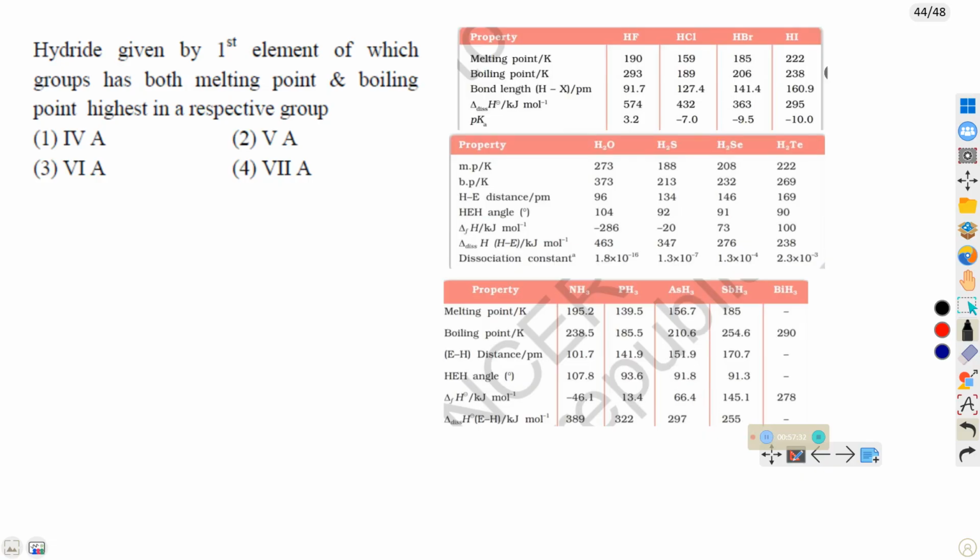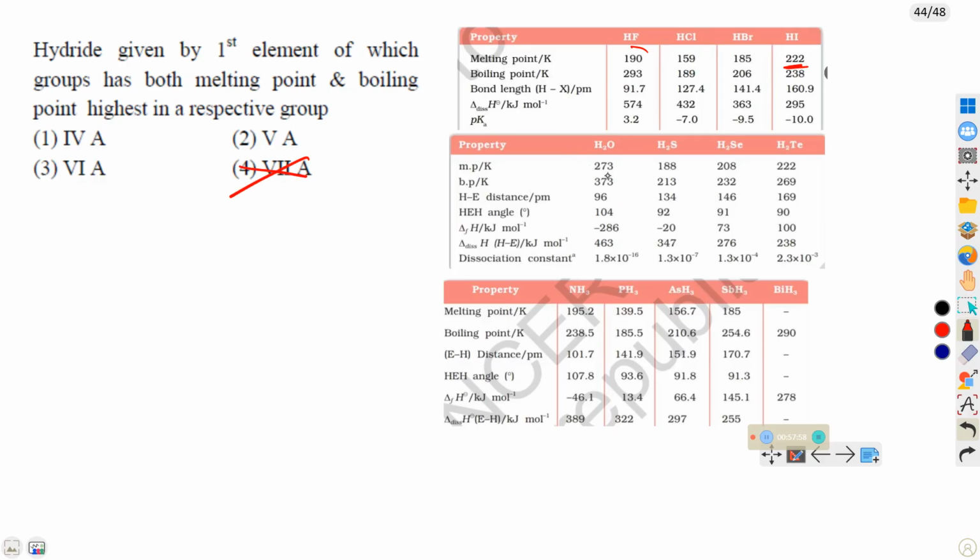Hydride given by first element of which group has both melting point and boiling point highest in a respective group. Check it. 7A group, first check the 7A group. HF melting point value is low. So 7A group ruled out.